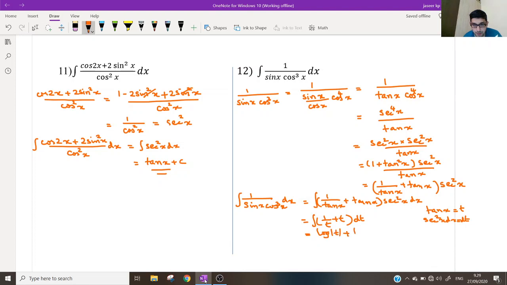plus t square by 2. So that means it will become log tan x, t is tan x, plus 1 by 2 tan square x plus c. So this will be the answer, log of mod tan x plus 1 by 2 tan square x plus c. That is the integral of 1 by sin x into cos cube x.